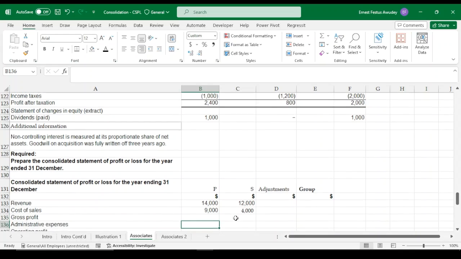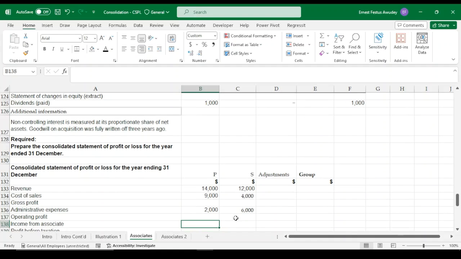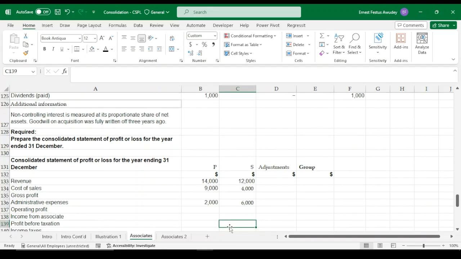Then for administrative expenses, this is the pro forma consolidated statement of profit or loss. So we are going to insert the figures first before we come to the group. So we have the administrative expenses. They include 2,000 for the parent and 6,000 for the subsidiary. Then we are going to subtract that from our gross profit to get our operating profit. Then we have income from associates. This is the new figure here, and we're going to deal with that.